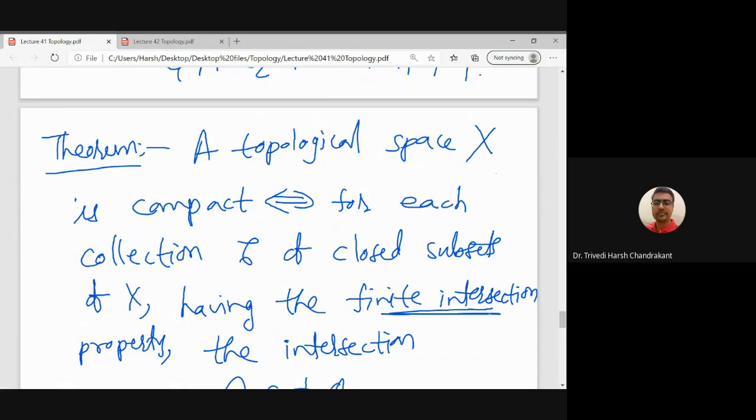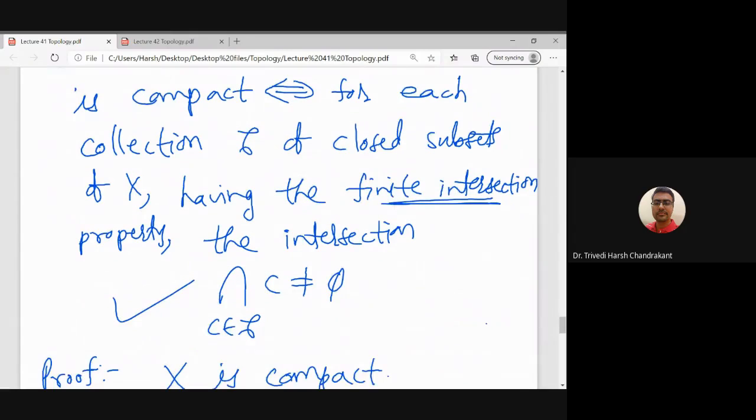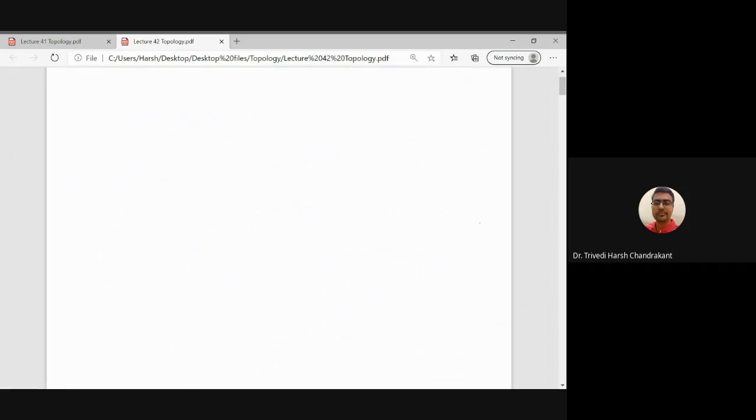collection C of closed subsets of X having the finite intersection property, that means whatever finitely many sets of C I take, its intersection is always non-empty, then it satisfies the property that the total intersection is non-empty. Right. So this condition is equivalent to compactness. So let us take some examples to understand all these definitions.